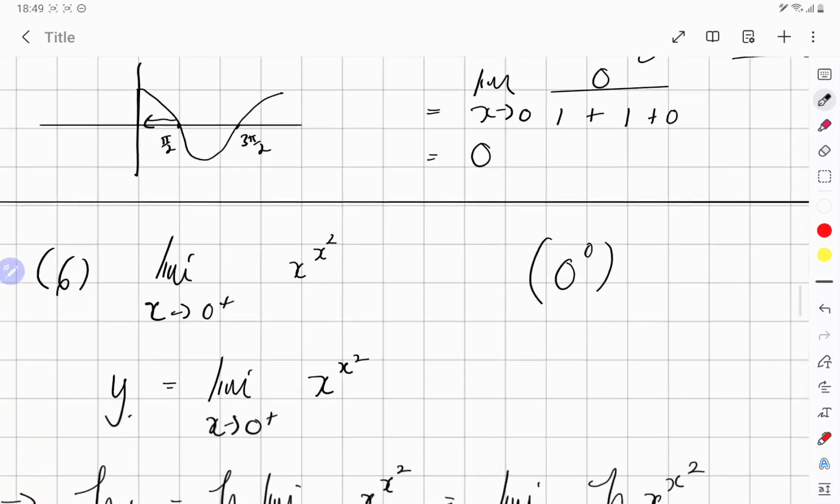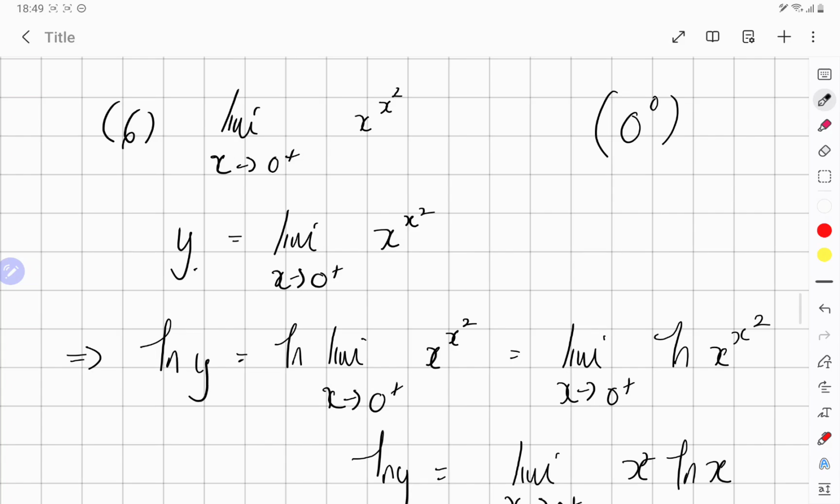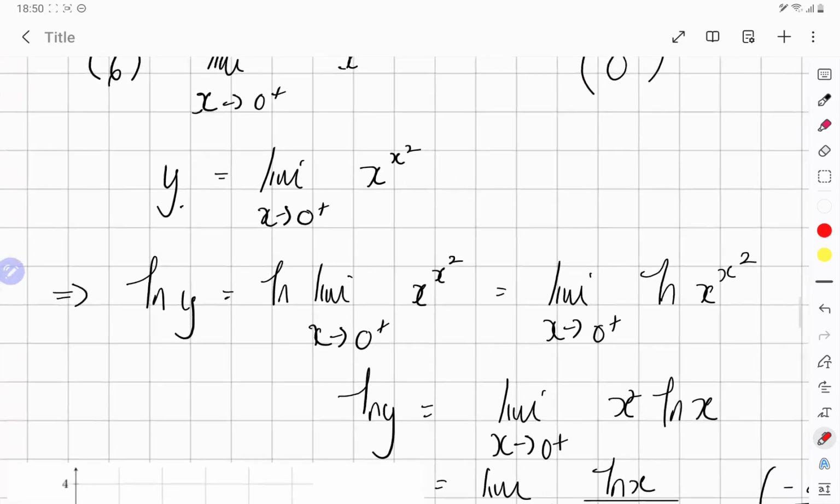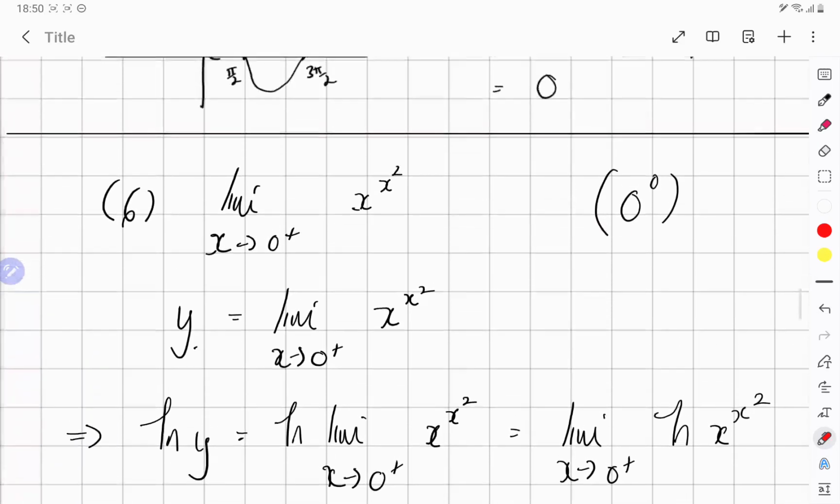0. My next problem, I need to do the limit as x approaches 0 from the right of x to the power of x squared. So let's see what is my indeterminate form. X will approach 0. X squared will approach 0. Hence my 0 to the power of 0, which is an indeterminate form.